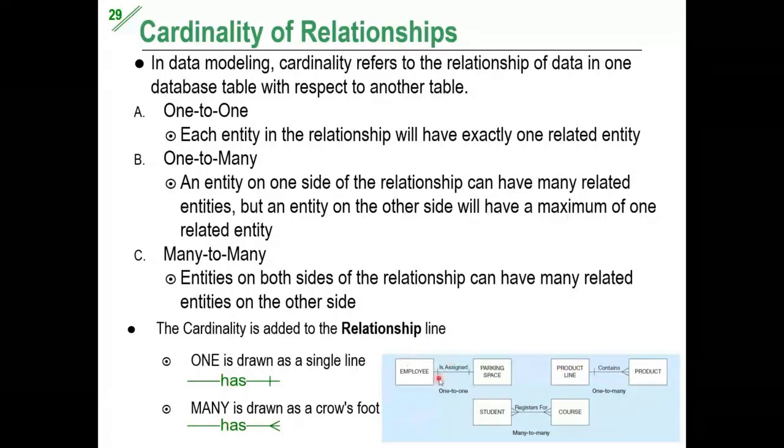Now remember, when it comes to cardinality, it has to go in both directions: left to right and right to left. That is what we mean by one-to-many. And then the third category is called many-to-many.